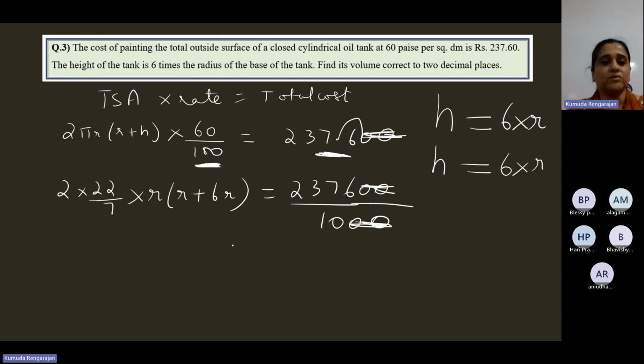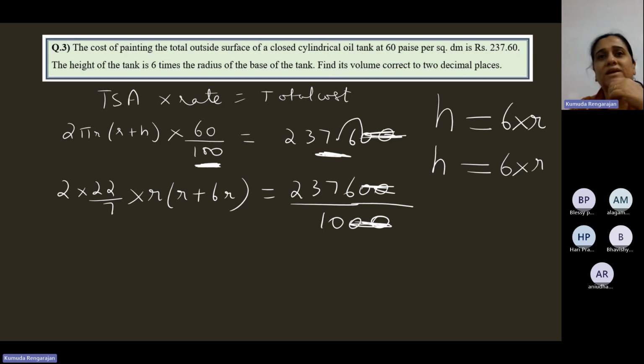So now I'll read the question for you. The cost of painting the total outside surface of a closed cylindrical oil tank at 60 paise per square decimeter. To paint 1 square decimeter, 60 paise. So the total cost is rupees 237.60. That is the total cost given. The height of the tank is 6 times the radius of the base of the tank. Find its volume, correct to 2 decimal places. You need to find the volume of the tank.